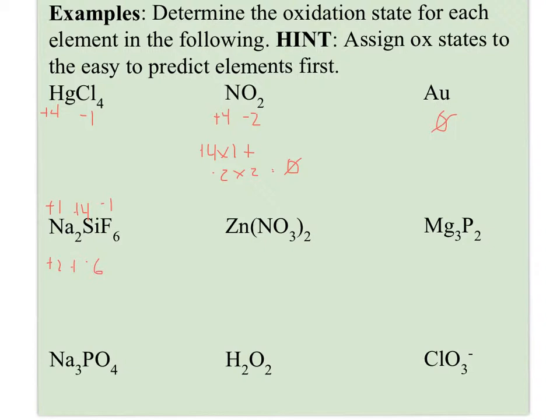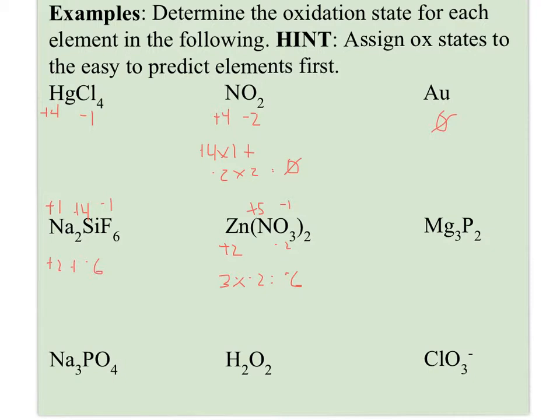Zinc nitrate. NO3 is a polyatomic ion which has a -1 charge, so 2 of them is going to have a -2 charge. So I know zinc has to be +2 to balance that. As far as the nitrogen, 1 NO3 has a -1 charge, and I know that 3 oxygen each have a -2 charge, total of -6, but only -1 on the ion, so that means my nitrogen has to be a +5.